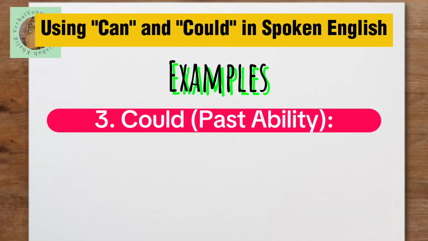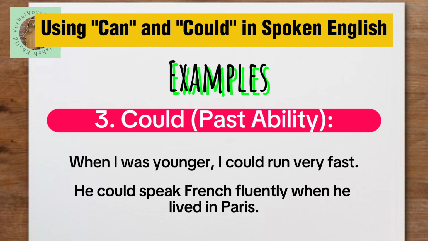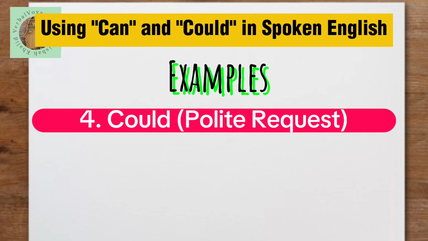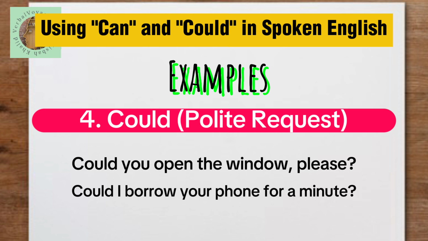Could is used for the past ability. When I was younger, I could run very fast. He could speak French fluently when he lived in Paris. Could is used as a polite request. Could you open the window, please? Could I borrow your phone for a minute?